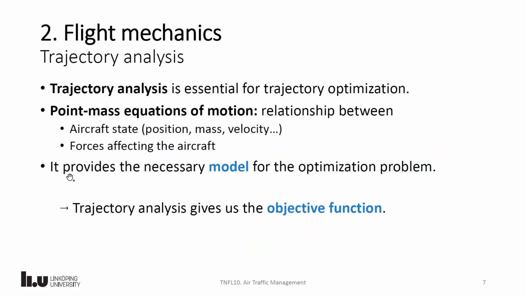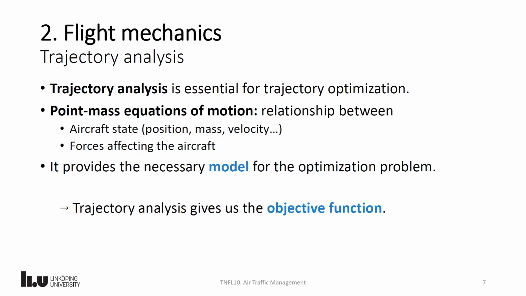And we have something in flight mechanics, which is the point mass equations of motion, which gives us a relationship between the aircraft state, which is the position of the aircraft, the velocity of the aircraft, and the mass of the aircraft, and the forces affecting the aircraft.